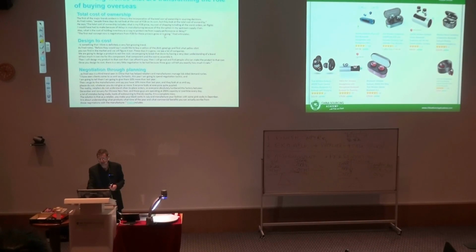We're going to break it down and have a very clear understanding of a brand and how much it costs me for this component, that component, the cost to assemble it. Then I'll design the product to the cost that I can afford to pay. Then I'll go out and find people who can make the product to that cost. So you design to cost, there's very little negotiation to be had because the guys tell you how much it is, okay?